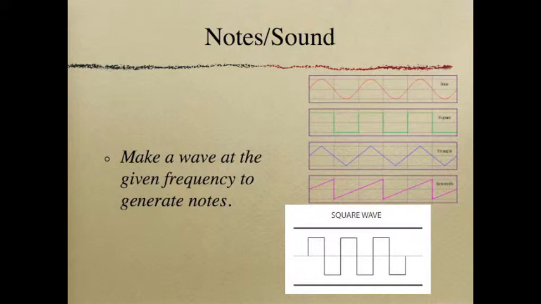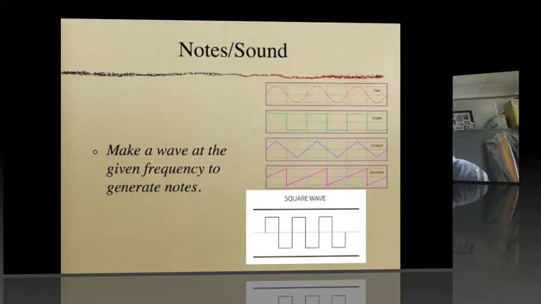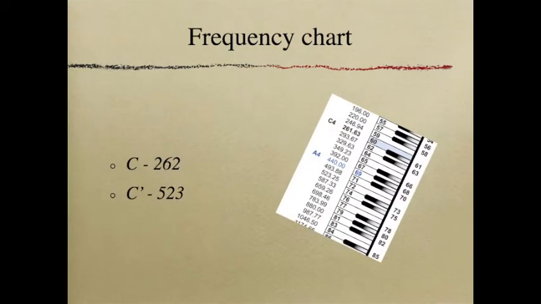For our Arduino, it is easy to generate a square wave because we can always output high and low for a certain amount of time to create the square wave. Regardless of the shape of wave, if we create a wave at a certain frequency, we would hear a note. For example, if we generate a square wave at the frequency of 262 Hz, you would hear a note C.